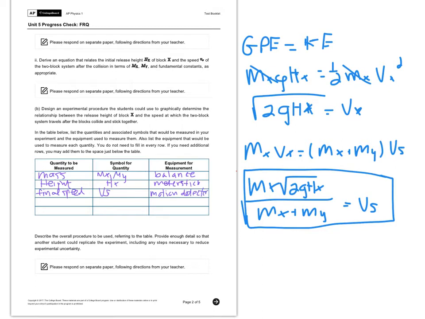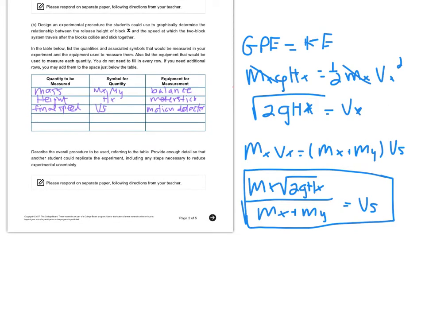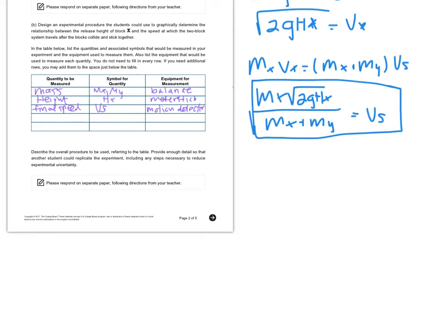Okay, so an overall procedure we could do in order to measure all of these things. First thing we want to do is mass both blocks using the balance. So I'll write all this out. I'm going to paraphrase the writing out part of this. You should definitely give more detail. So first, mass blocks using the balance. Next, we want to set up motion detector or photo gate at end of table so that it can get the blocks after they're moving together.